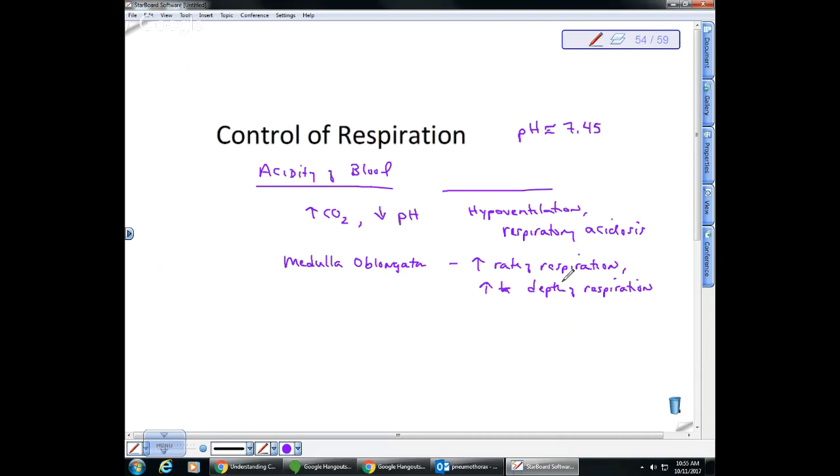Okay. So if CO2 is low, then this is going to increase the pH. And that's the opposite problem. This would be hyperventilation. So we have respiratory alkalosis. And so in that case, you want to decrease the rate of respiration. You don't want to breathe too fast.